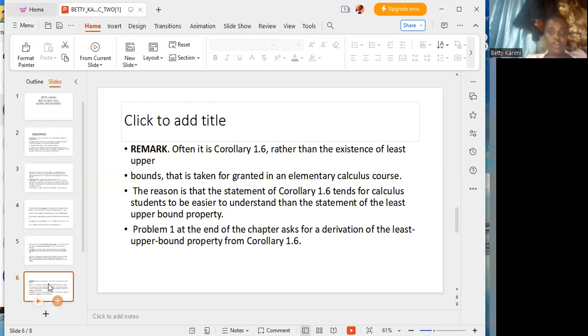Remark: often it is Corollary 1.6 rather than the existence of least upper bounds that is taken for granted in an elementary calculus course. The reason is that the statement of Corollary 1.6 tends for calculus students to be easier to understand than the statement of the least upper bound property. Problem 1 at the end of the chapter asks for a derivation of the least upper bound property from Corollary 1.6.